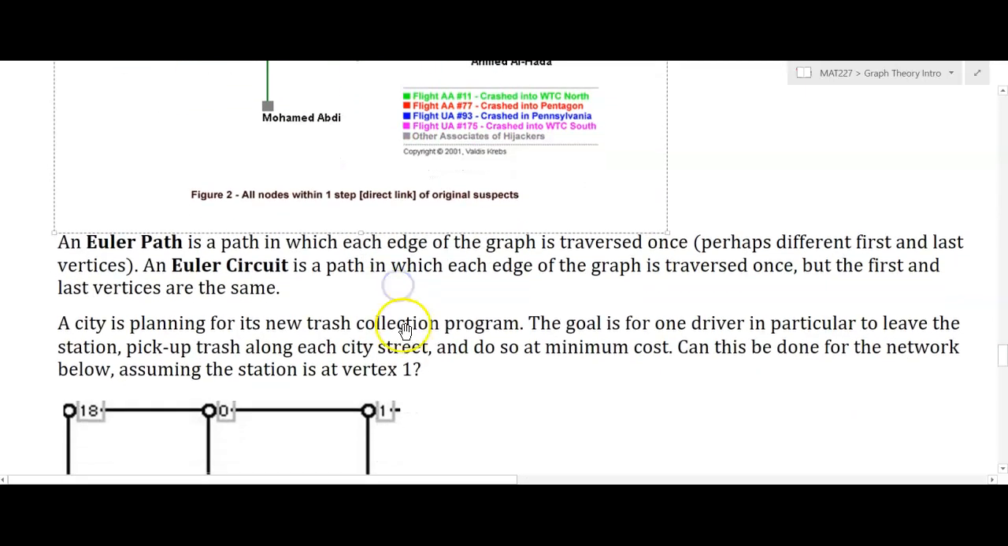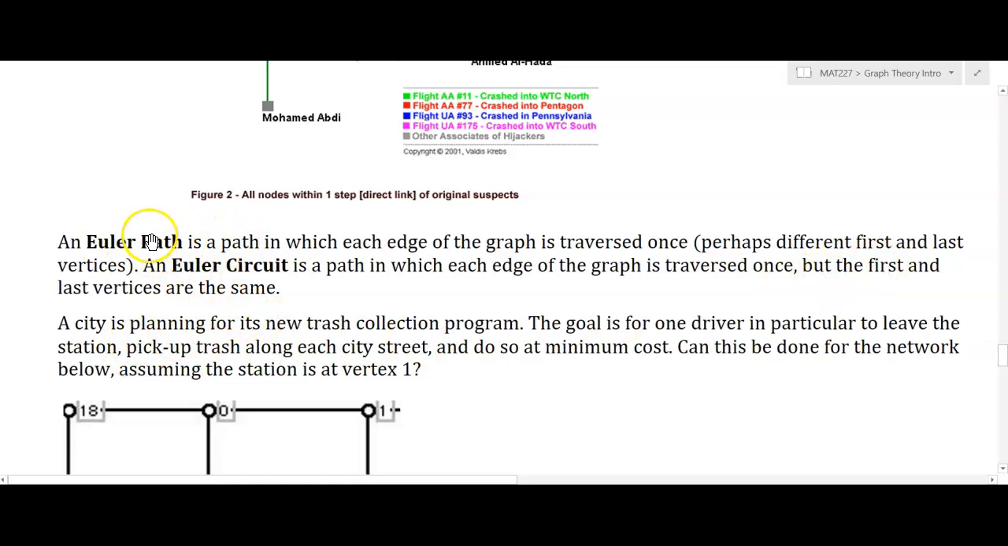Okay, almost there. So now we get into some really cool stuff. An Euler path, so a path, remember, is just a path that starts and ends somewhere, is a path in which each edge of the graph is traversed once, perhaps with different first and last vertices. So we'll take a look at a couple of examples of this. An Euler circuit is a path in which each edge of the graph is traversed once, but the first and last vertices are the same.